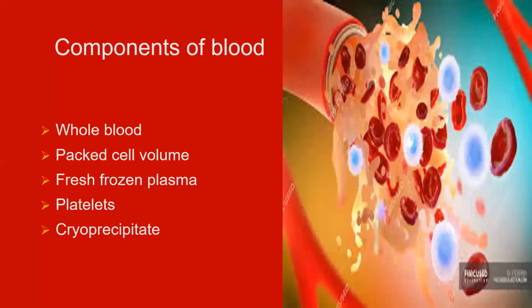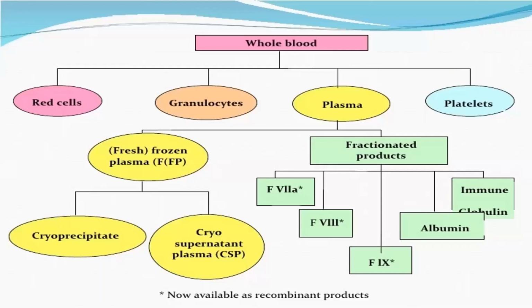Next are the components of blood. The components of blood are whole blood, packed red cells, fresh frozen plasma, platelets, and cryoprecipitate. Whole blood is further divided into RCCs, granulocyte and plasma, then plasma is divided into fresh frozen plasma and fractionated product. From fresh frozen plasma, cryoprecipitate and cryosupernatant plasma is prepared. And from fractionated product, factor 8, factor 9, factor 7, albumin, etc. are prepared.